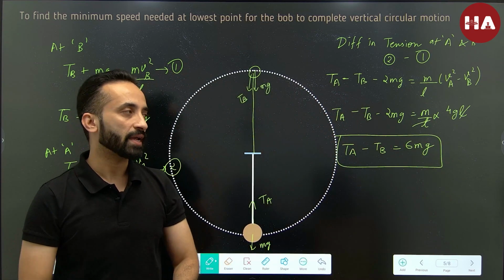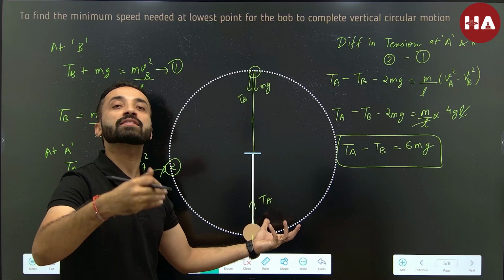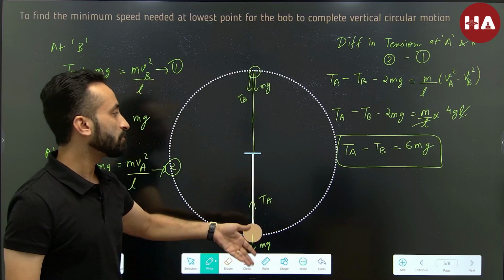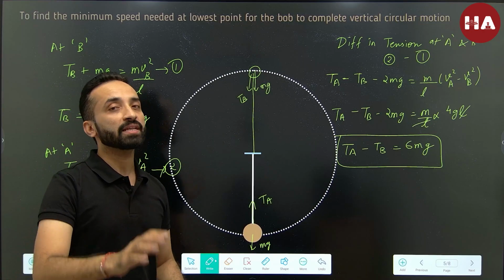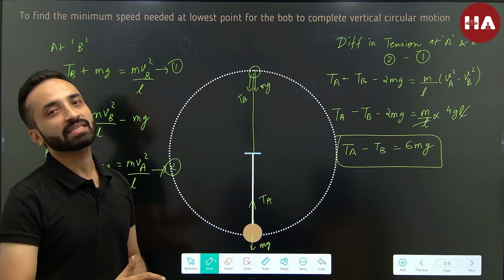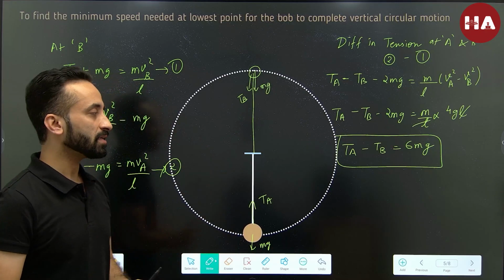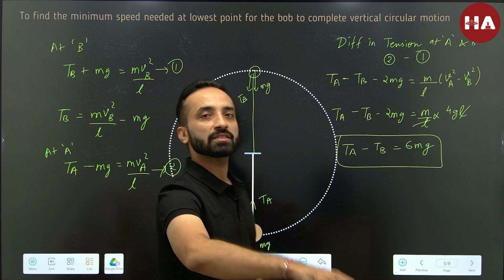So keep that in mind, that of course this is the point where the tension is maximum and this is the point where the tension is minimum. The difference in the maximum and the minimum tension is equal to 6mg, 6 times the weight of this bob. Alright. So are you understanding vertical circular motion?